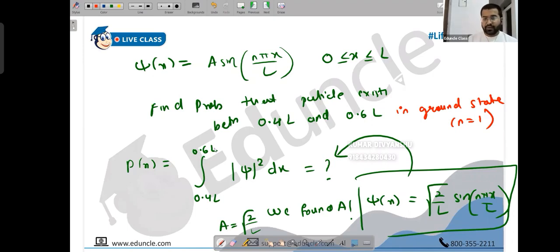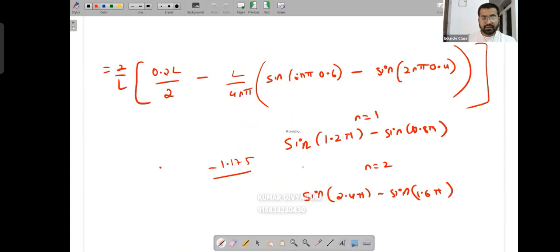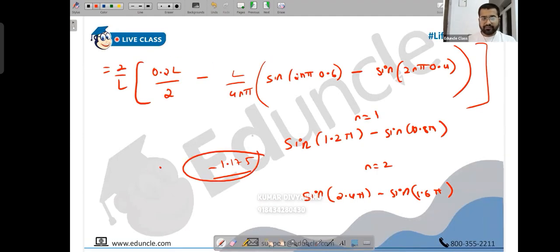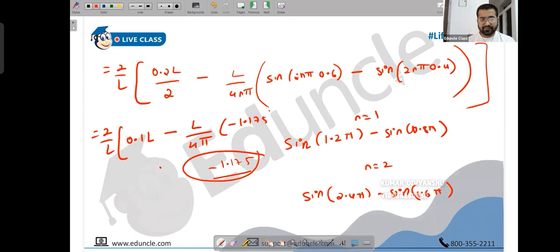Okay, I'm just creating these questions. Obviously, I will know as we solve what the missing data is that I should have in the questions. Okay, done. So yes, if you substitute n equals 1, I'm getting this value; you can also confirm whether this is correct or not. So this is 2 by L, 0.2 upon 2, that's 0.1 L, minus n, n is 1 by the way. So L upon 4 pi, n is 1, into minus 1.175.